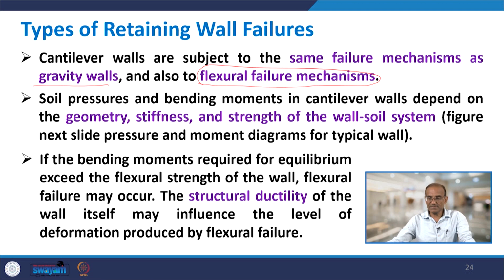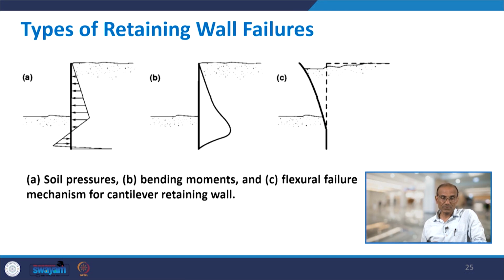Soil pressure and bending moments in cantilever walls depend on the geometry, stiffness and strength of the wall-soil system. If the bending moments required for equilibrium exceed the flexural strength of the wall, flexural failure may occur. The structural ductility of the wall itself may influence the level of deformation produced by flexural failure. So, for example, in the case of cantilever walls, what type of failure is taking place is shown in the slide. In the first figure A, you have soil pressure.